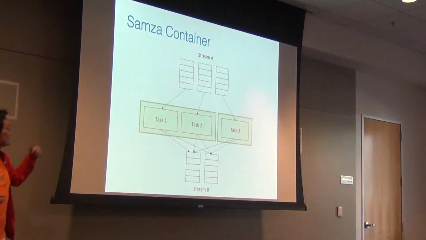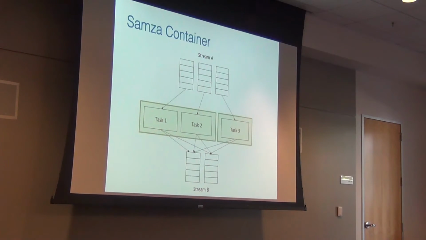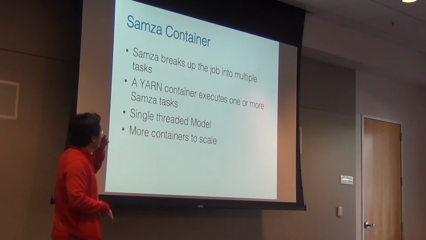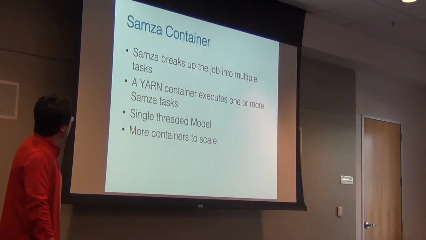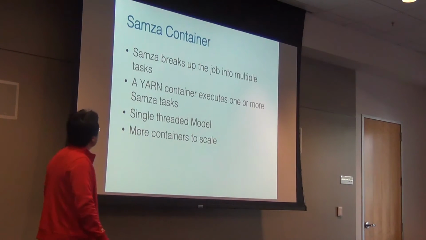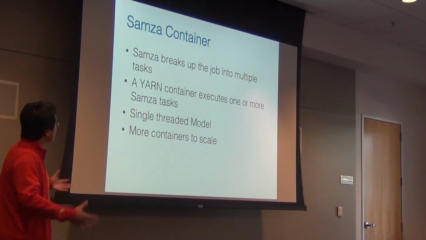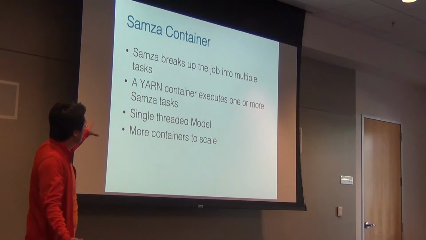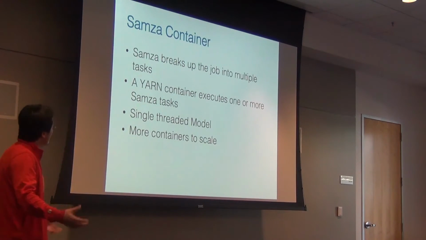So in this example, container one is executing task 1 and 2, and container 2 is executing task 3. This shows it. And this lists some of the key features of the sensor container. It breaks up the tasks into smaller containers, a collection per container, and a single Yarn container executes one or more tasks.